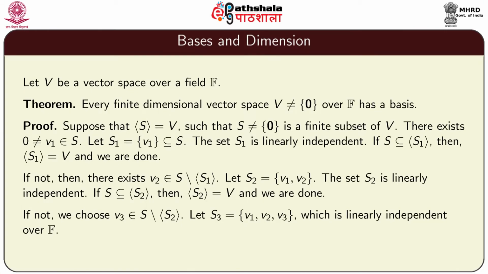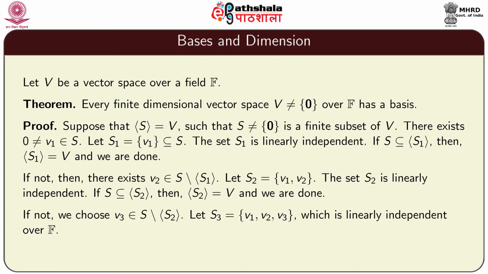and we will be able to show that if a vector space is finite dimensional, then any two bases have the same number of elements. This number is what is called the dimension of a vector space. Let V be a vector space over a field F.